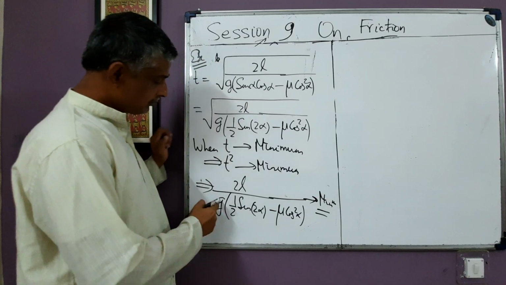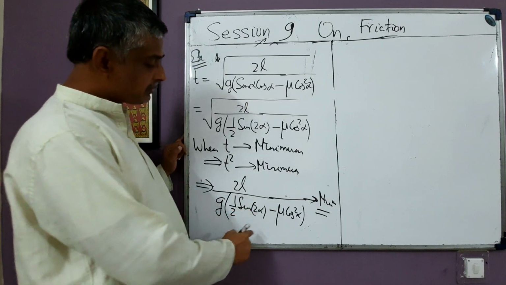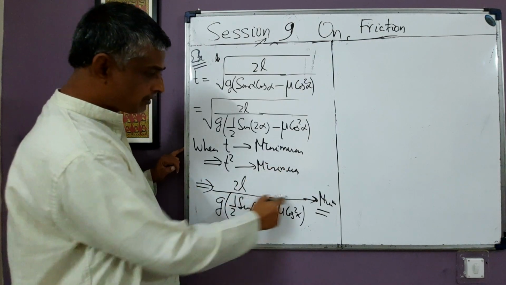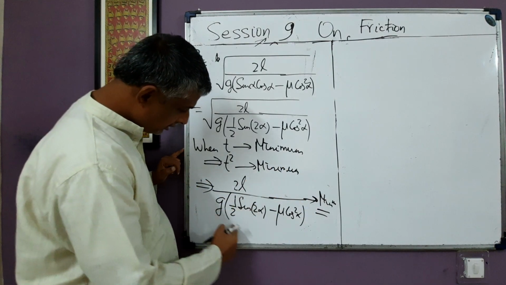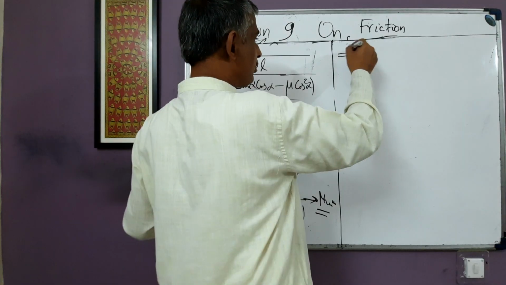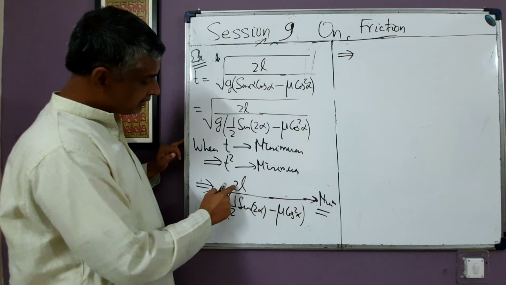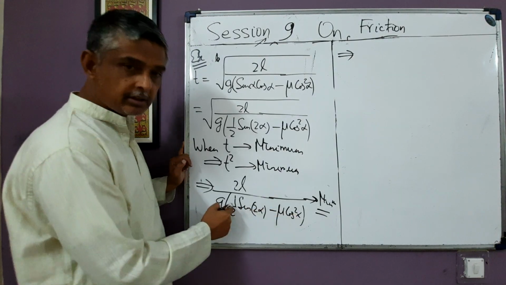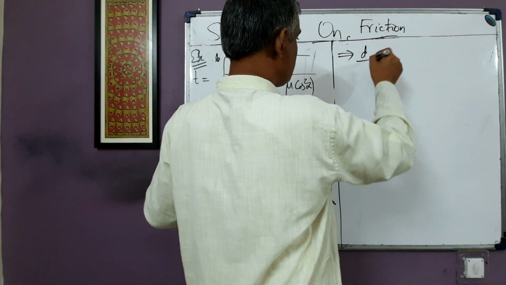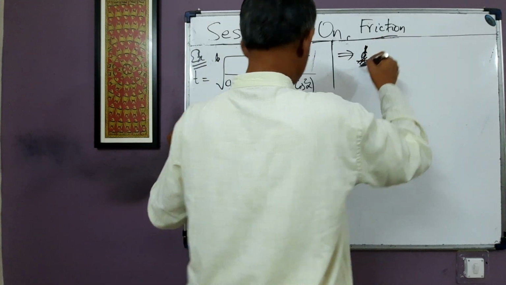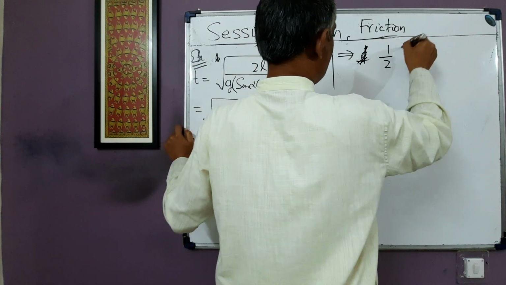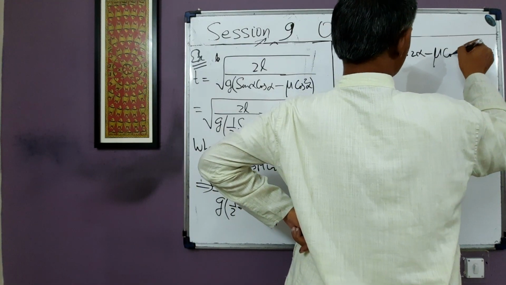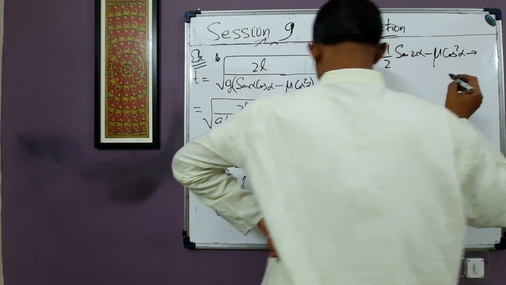Now when this is minimum, see, the only quantity which is variable is alpha. Numerator is constant. So t square is minimum, meaning this quantity in the denominator is maximum, because the numerator of t square is 2l, constant. The only variable quantity is alpha, which appears in the denominator. This means half sin 2 alpha minus mu cos square alpha is maximum.